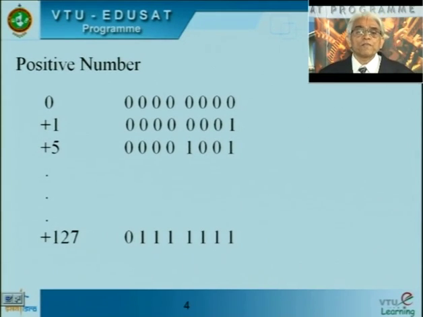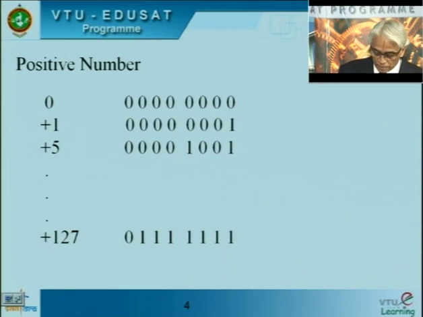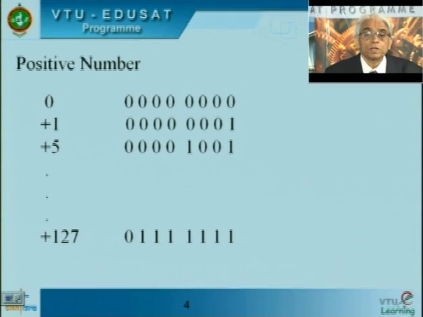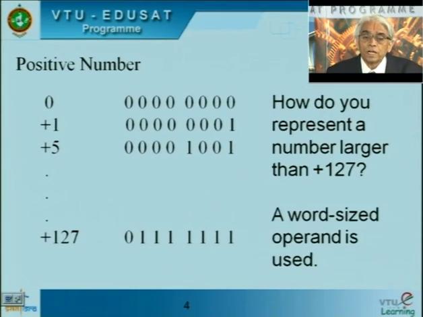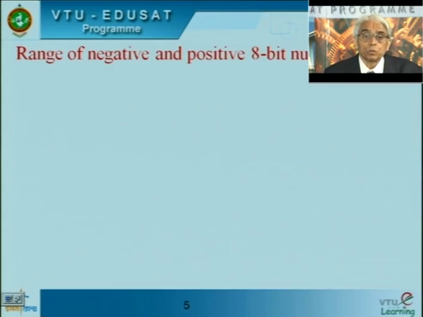For a positive number, say 0, all the 8 bits are 0. For 1, the least significant bit is 1 and the remaining bits are 0. For 5, we have 0, 0, 0, 0, 0, 1, 0, 1. And when it is plus 127, the least significant bit to the 7th bit are 1, and the most significant bit is 0, because the most significant bit 0 indicates a positive number. Then how do you represent a number larger than 127? A word size operand is used.